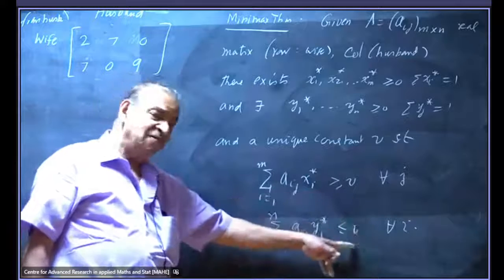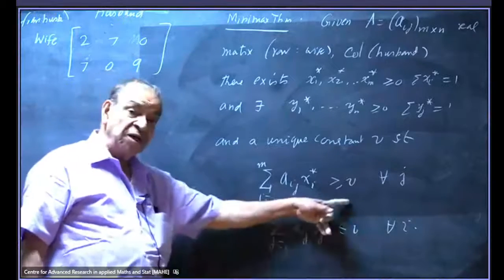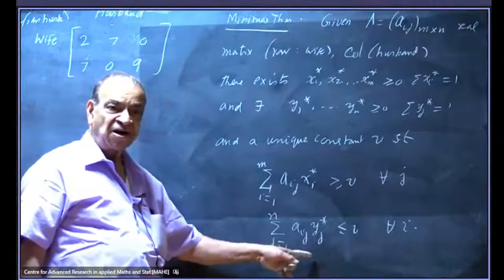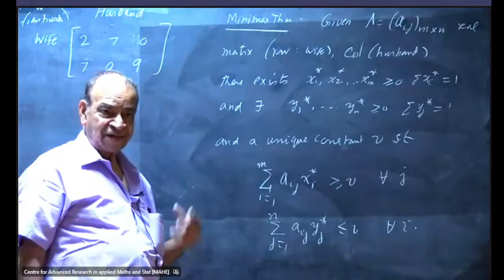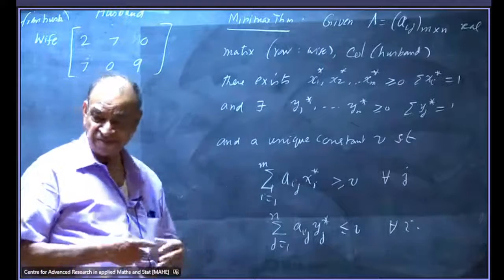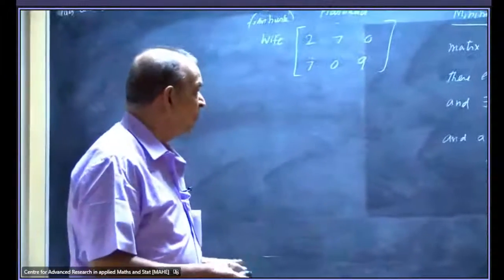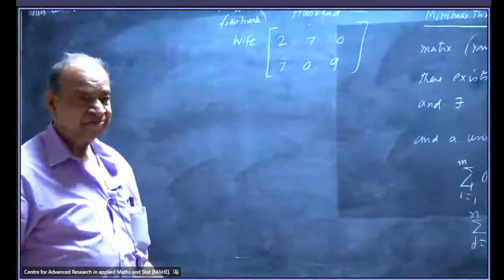So this V is called the value of the game. These are all good strategies. V is unique, but these need not be. X star and Y star need not be unique. There can be multiple strategies which are good. You follow it? There are multiple strategies that are good. So now I am going to consider this game. Okay?